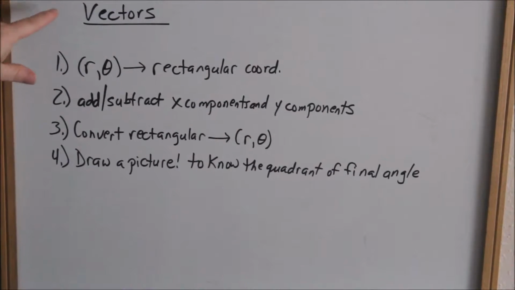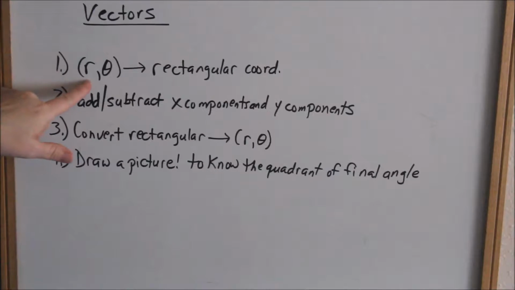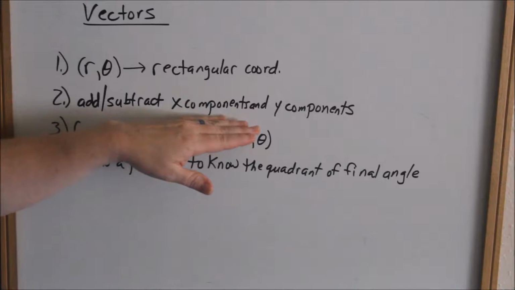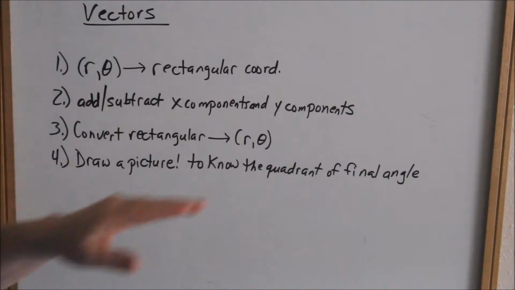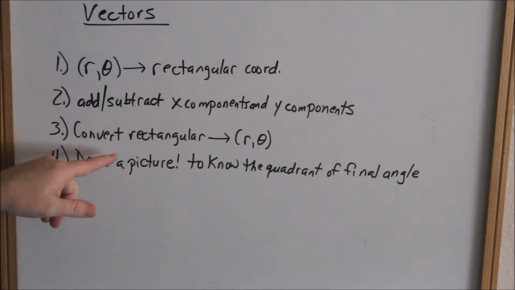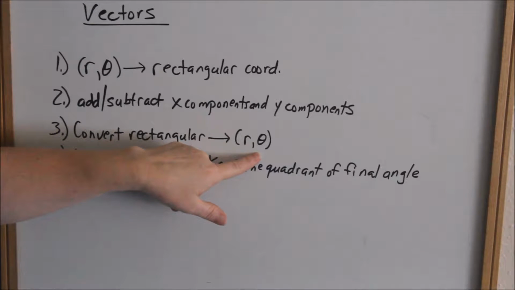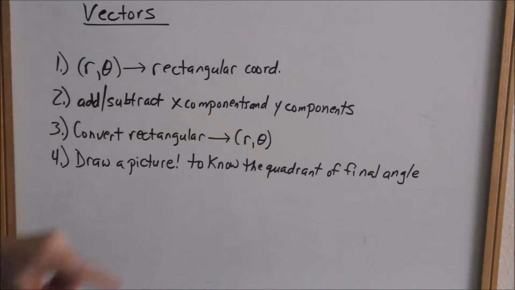Okay, we're doing vectors. Here is a summary of what we will be doing with vectors. In vectors, you're going to start out with r and theta, a coordinate in r and theta. We're basically going to be taking those coordinates and converting those into rectangular coordinates. Then we will add or subtract, depending on if you're adding your vectors or subtracting them, the x component of each vector and the y components of each vector. Then once you have your final x and y component, take that rectangular coordinate and convert it back to r theta, a polar coordinate.